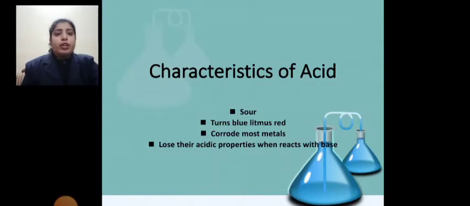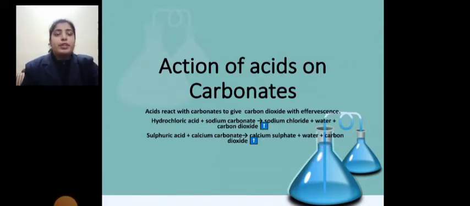The next one, what are the characteristics of an acid? An acid is sour. Second one is, it turns blue litmus red. Then the third one is, an acid corrodes most of the metals. And the last one is, when acid reacts with base, they lose their acidic properties. Now, what is the action of acids on carbonates? What happens when acid reacts with carbonates? They give carbon dioxide with effervescence.